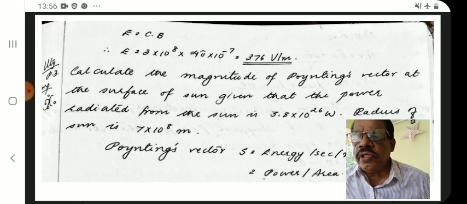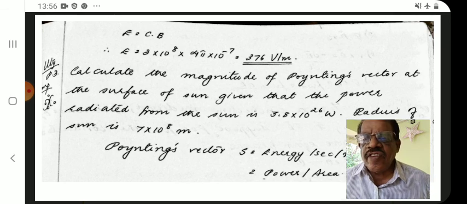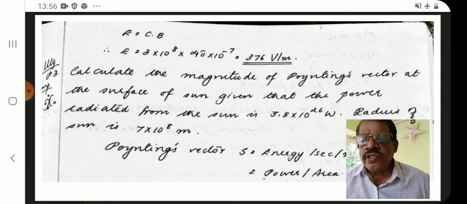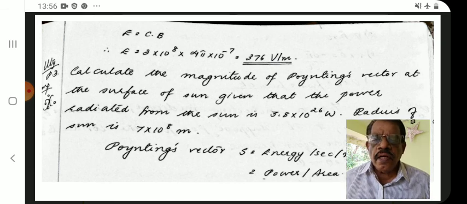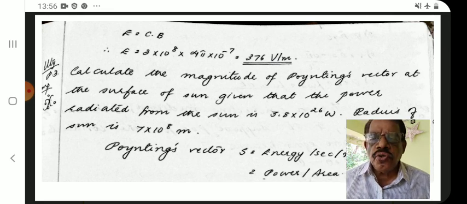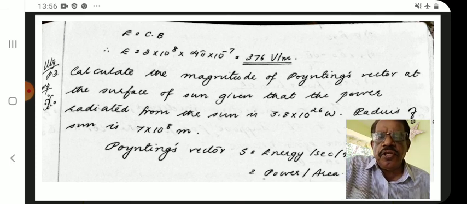Next question. It's a university question. Calculate the magnitude of the Poynting vector at the surface of sun given that the power radiated from the sun is 3.8 into 10 raised to 26 watt. Radius of sun is 7 into 10 raised to 8 meter.